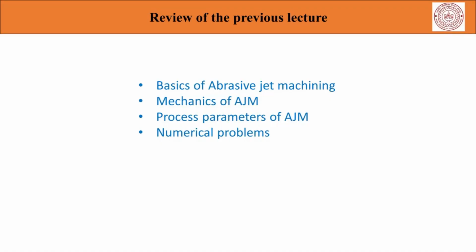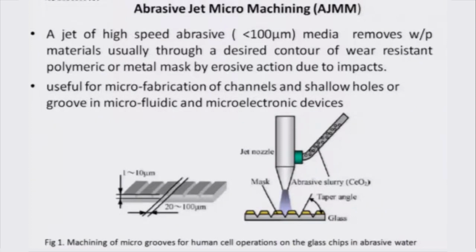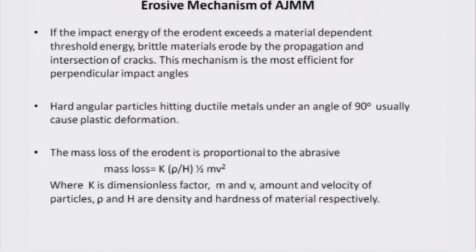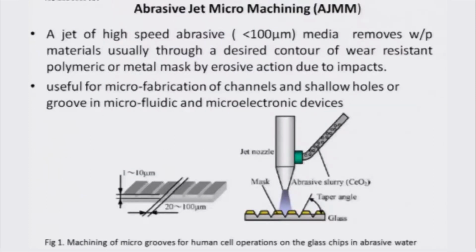So the first example here is actually a work done by Matsumura in the year 2011, where he briefly talks about the making of micro channels or micro grooves on the surface of a glass substrate using the abrasive jet micromachining (AJMM) process.